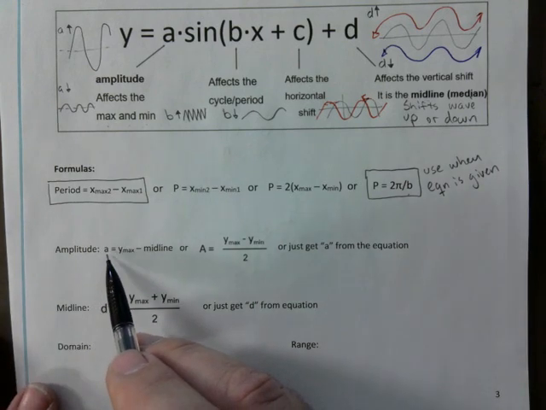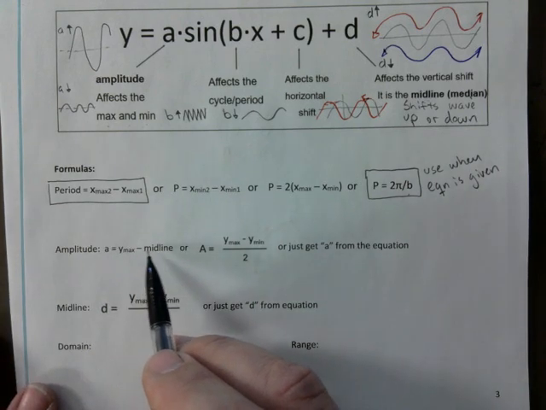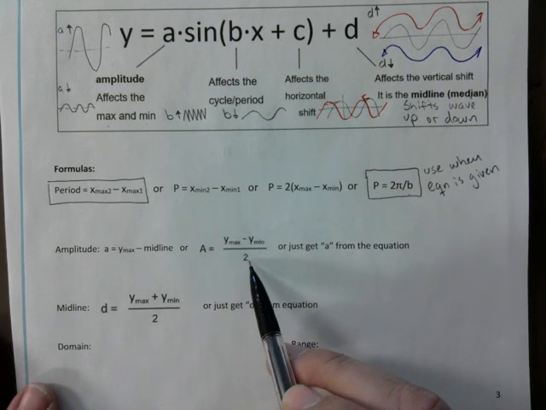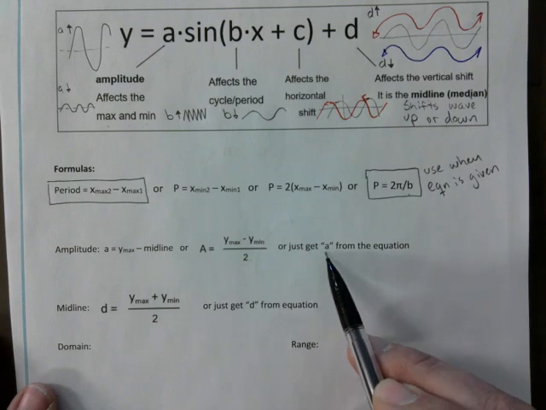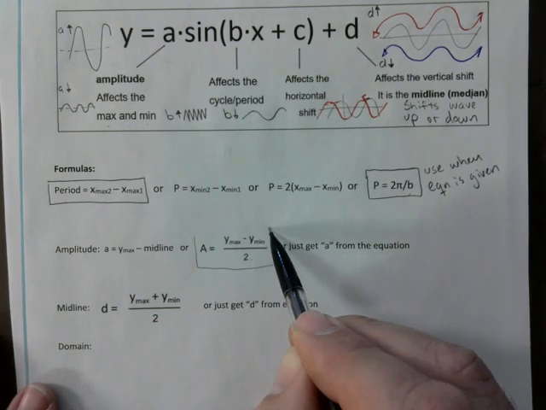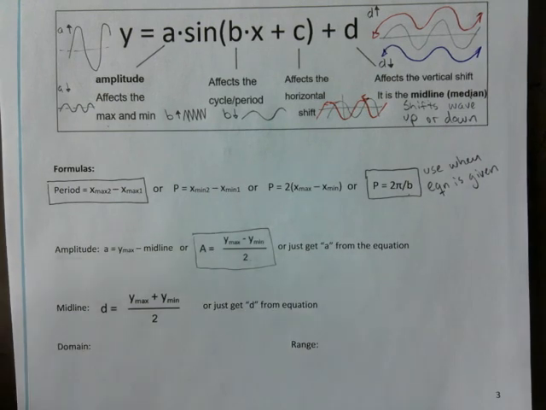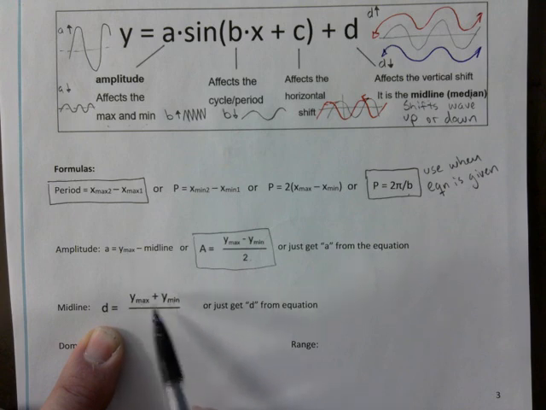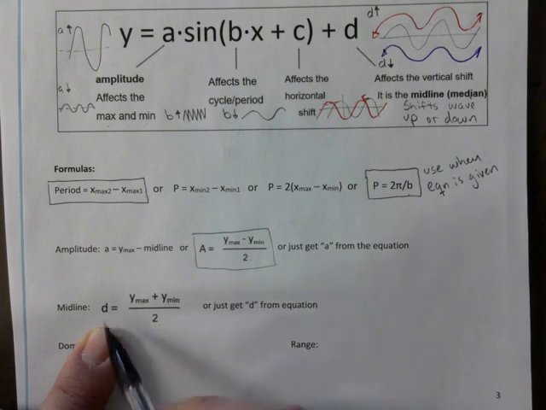Amplitude, you can go y max minus the middle, or you can go y max minus y min divided by 2, or just get a from the equation. That's also popular, but this is by far the most commonly used by me, the middle equation. The midline is you basically are finding the average between the highest and the lowest point, right? Y max plus y min divided by 2.